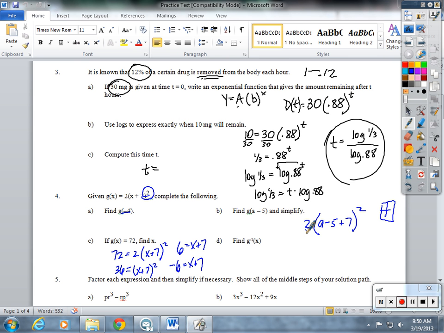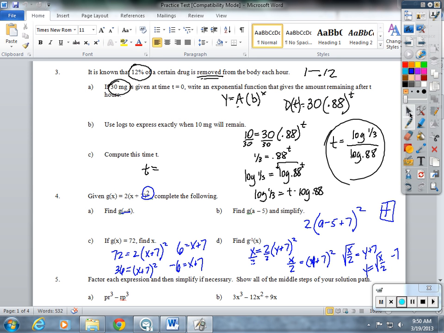Order of operations. Find the inverse of g of x. So here we go. x equals 2 times (y plus 7) squared. So we're going to divide by 2 first. So x over 2 equals (y plus 7) squared. Then we're going to square root both sides. So square root of x over 2 equals y plus 7. And then we're going to subtract 7. So the inverse ends up being the square root of x over 2, minus 7.